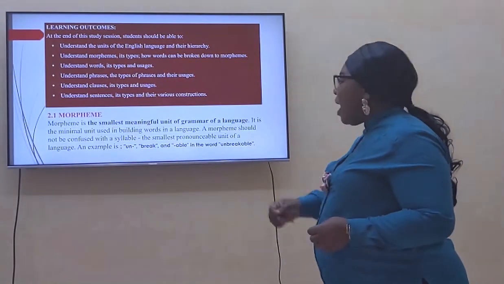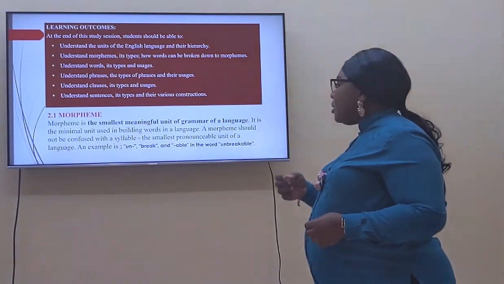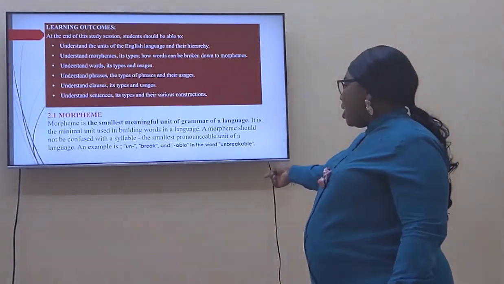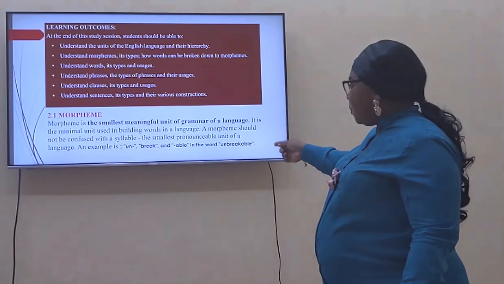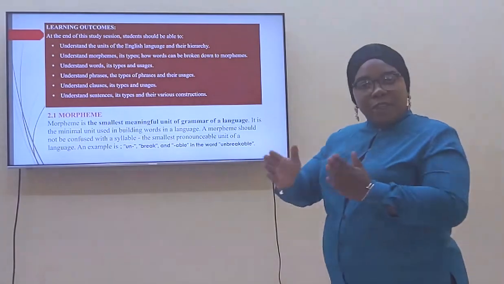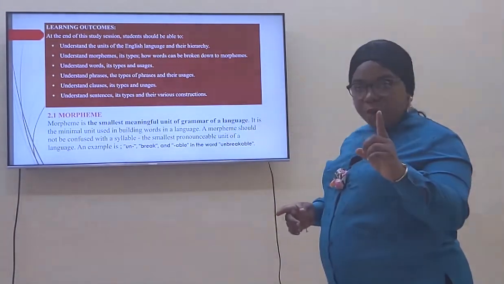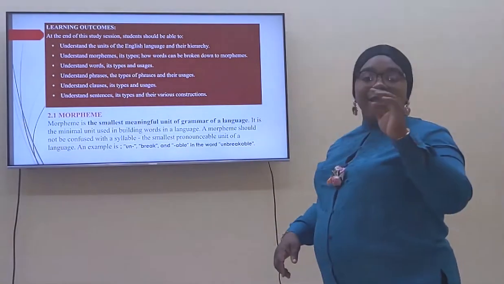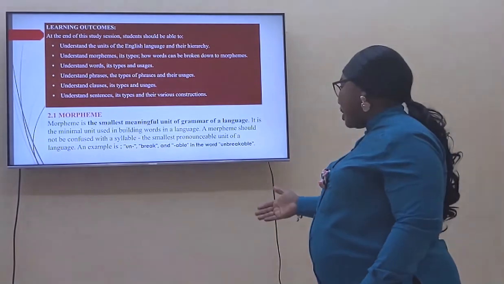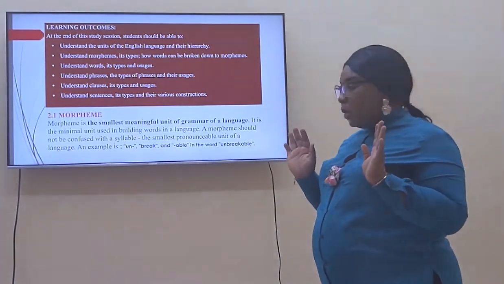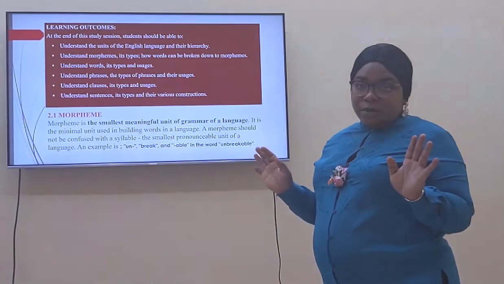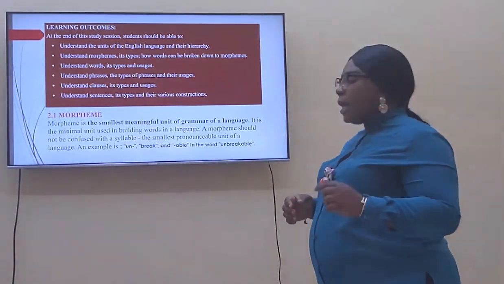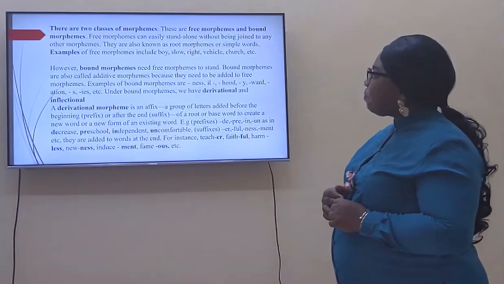For instance, we have break and able in the word unbreakable, right? We have unbreakable. If you break it, you see smallest units that make up one word. We have break, we have able, which can stand sometimes on their own. For instance, break can stand on its own, okay? Able can stand on its own, right? So these single words come together to make up one word in English language.